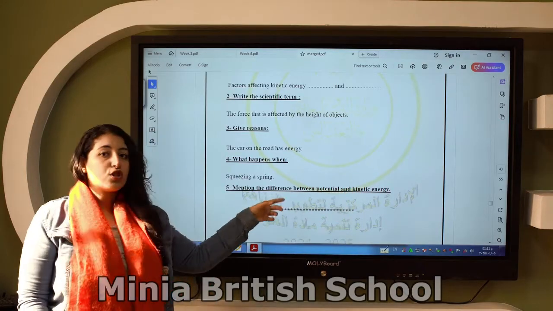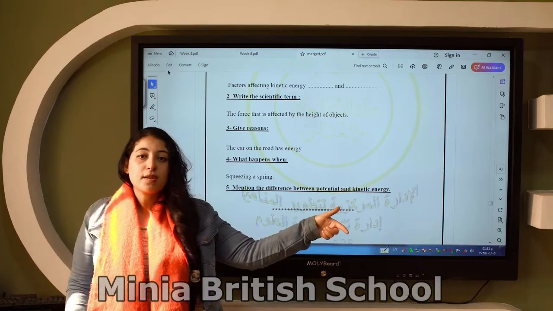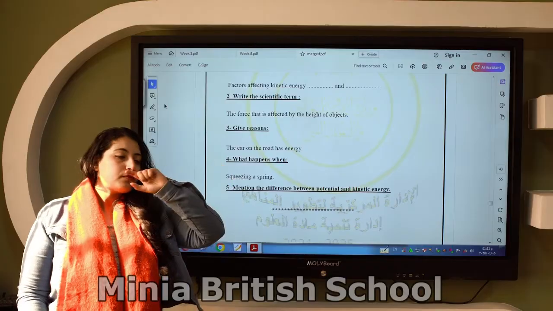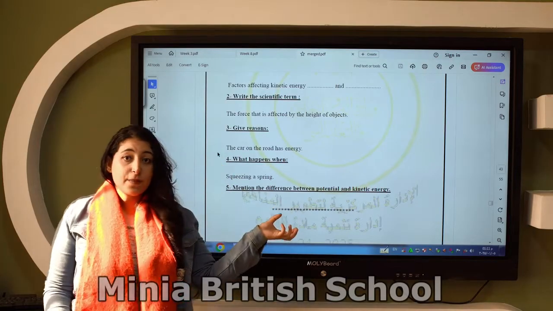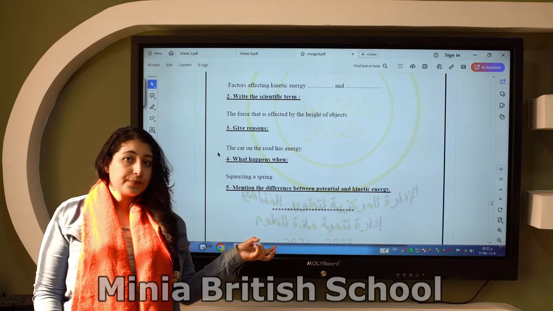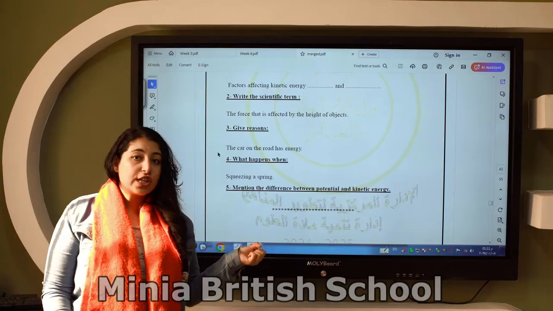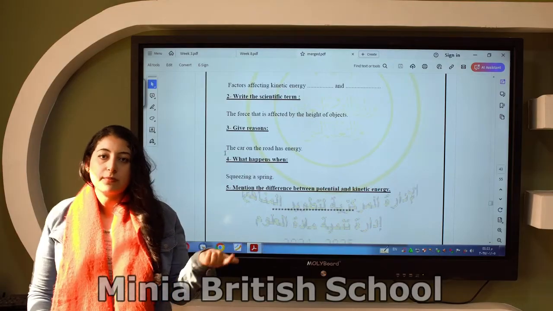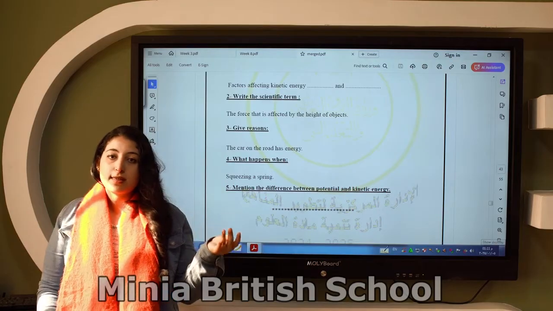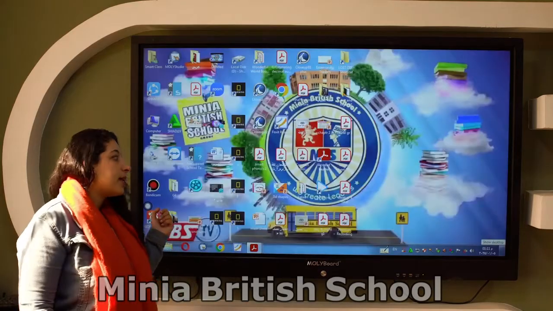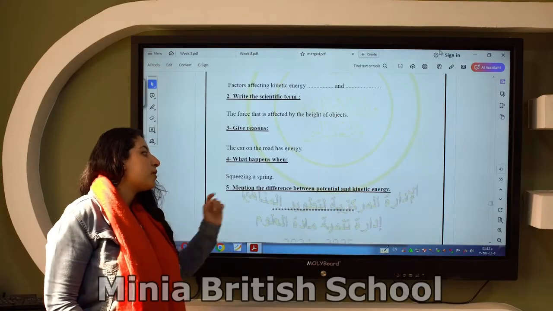Okay, potential energy depends on 2 factors, mass and height, while kinetic energy depends on what? It depends on mass and speed. As we said, what are the forms of potential energy? Gravitational potential, chemical potential. What are the forms of kinetic? 4: sound, thermal, light, electric. Okay, and you have also to say an example for each one of them.